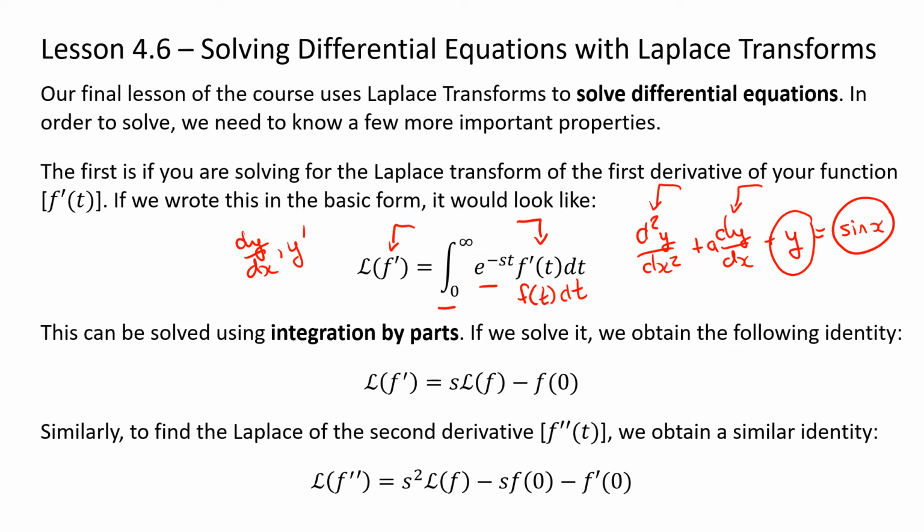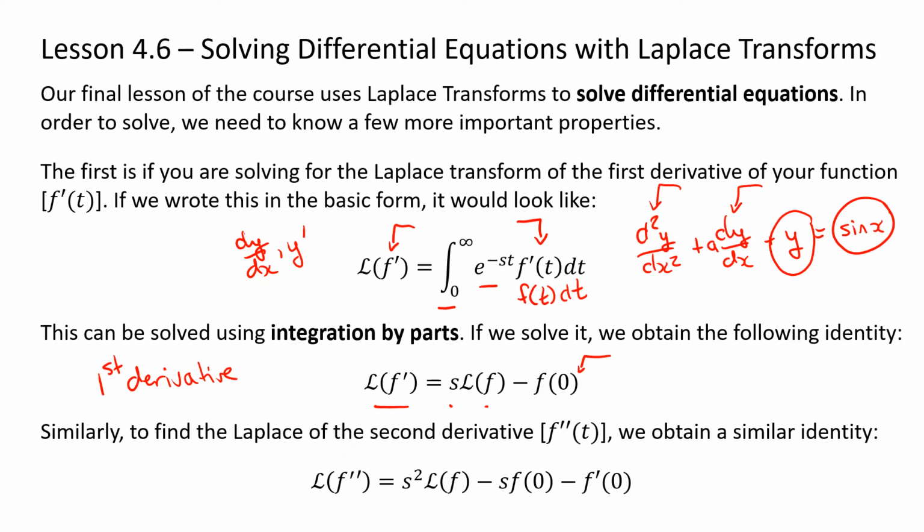So your first identity for the first derivative, remember, I'm going to write first derivative, is that the Laplace transform for the first derivative is equal to s times the Laplace transform of the original function, f, minus the original function if you substitute in 0, so f at 0.